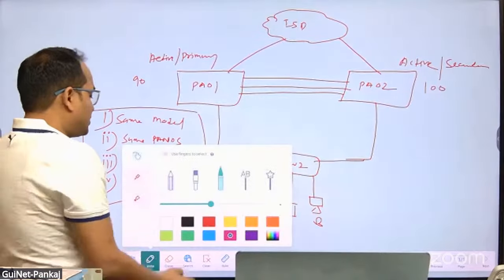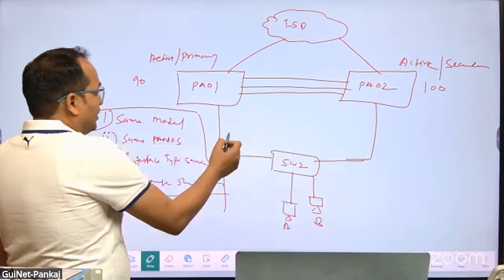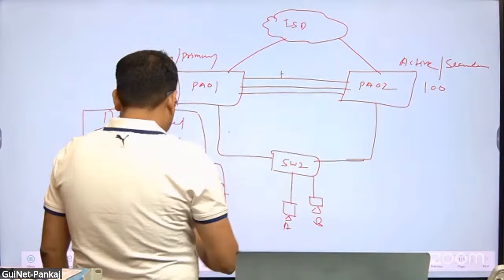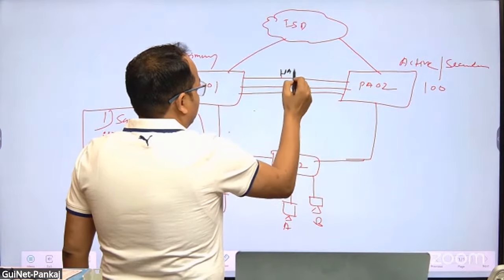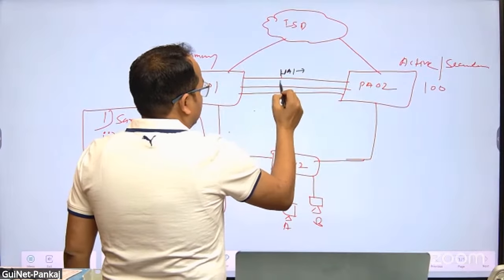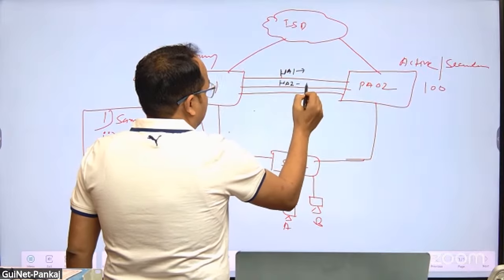Now in this situation, if you want to create the HA, we have the HA1 link. Definitely HA1 is going to be there. HA1 is your control link. HA2 is going to be there as well. It's a data link.